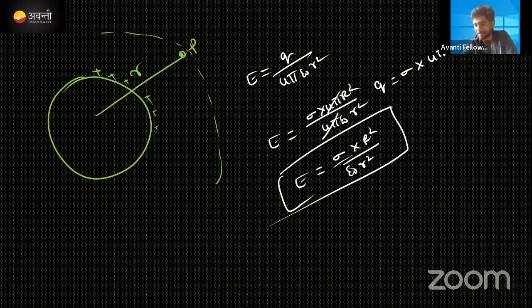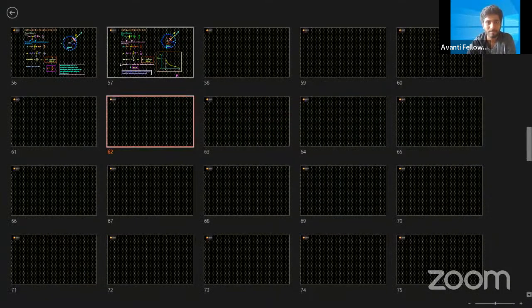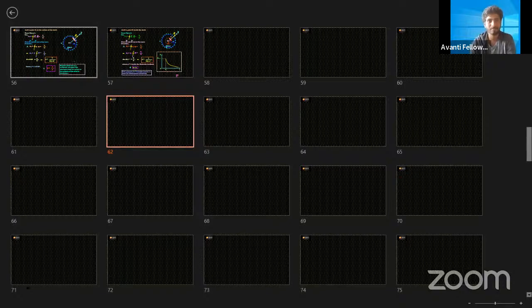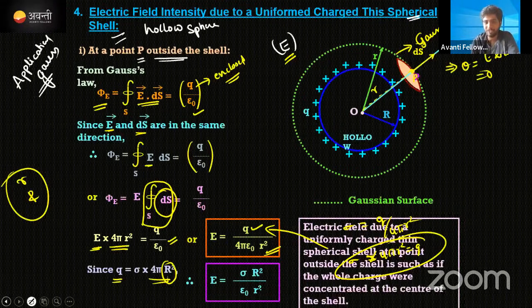Hope it is understood by everyone. The last answer we got is sigma by epsilon naught into R square divided by small r square. Clear now? This is the first consideration we took, outside the sphere at a distance r. Next is the second case.